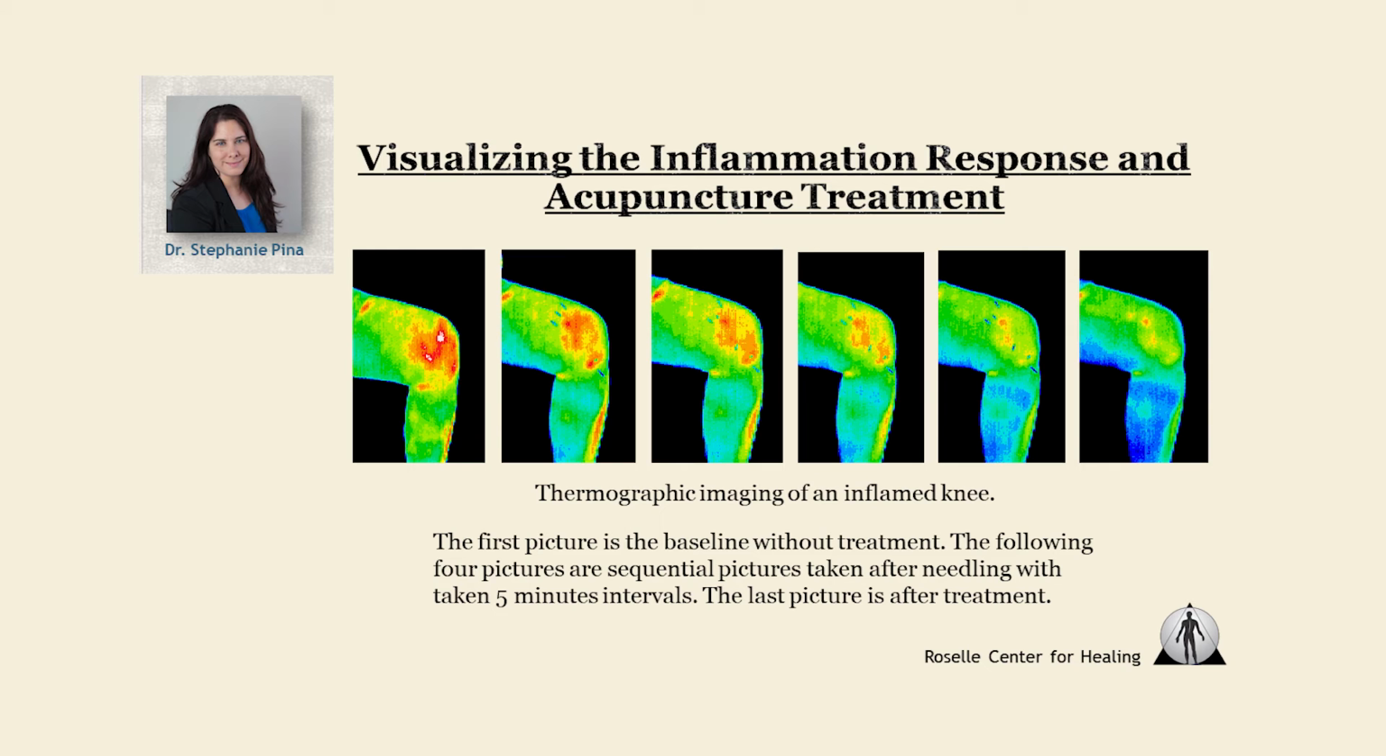Now, the amazing thing that we see on this picture is not only is there less inflammation around the actual knee itself, since the heat from the inflammation has now disappeared and become cooler, back to normal temperature, which shows up as greens and blues, but you also see this in other areas of the body where there weren't any needles.